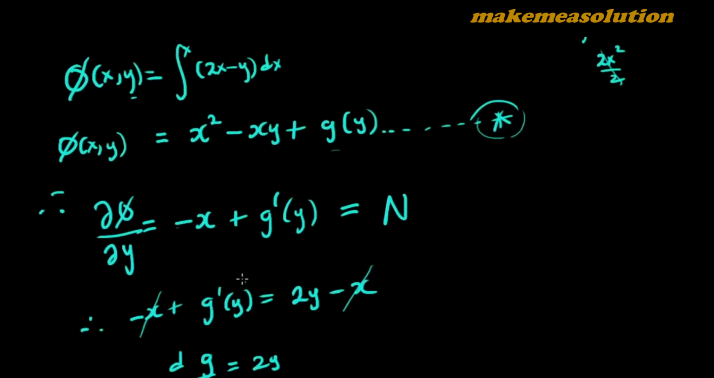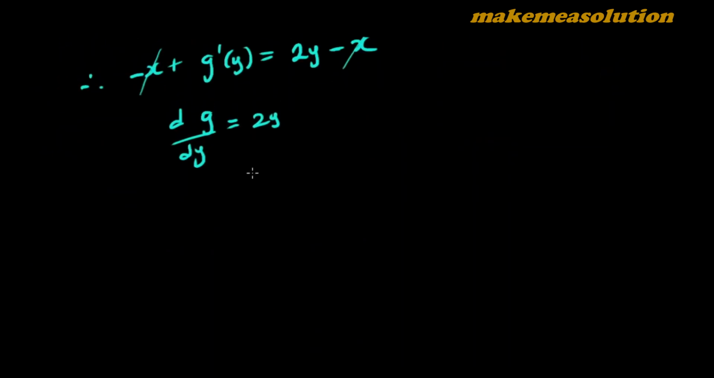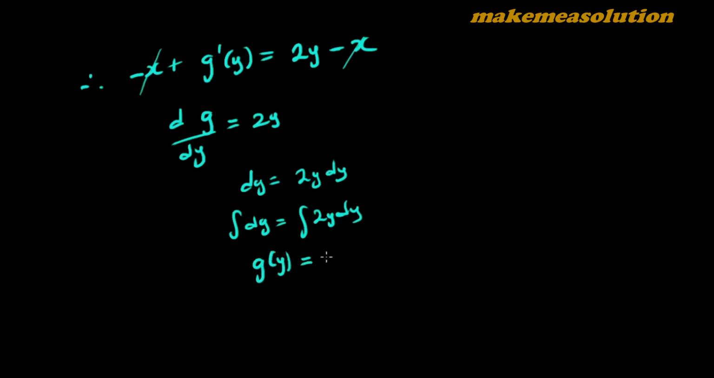So when you do separable variables in this case, dg becomes 2y dy, and when you integrate dg, you're going to get the integral of 2y dy. So integrating dg, your g of y is going to be equal to, integrating 2y, y squared plus a constant of integration. Now this constant of integration is a pure constant, it's not a function.